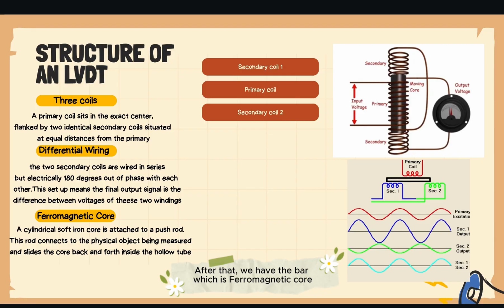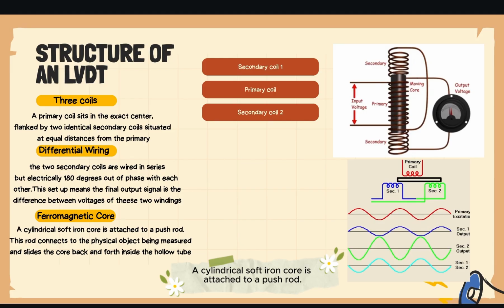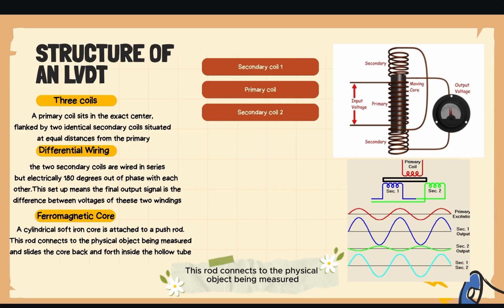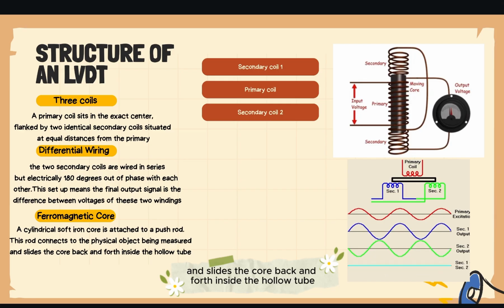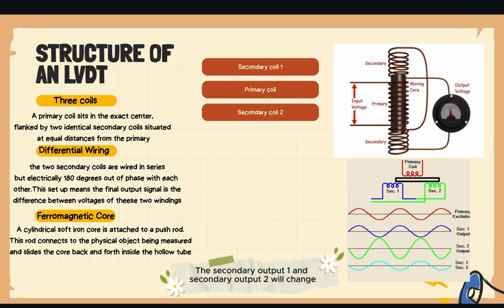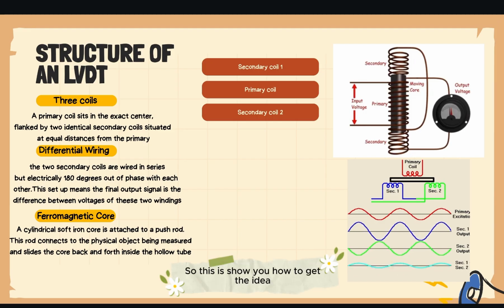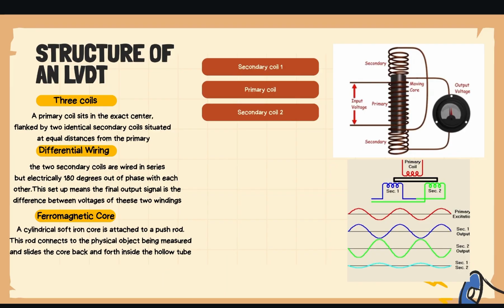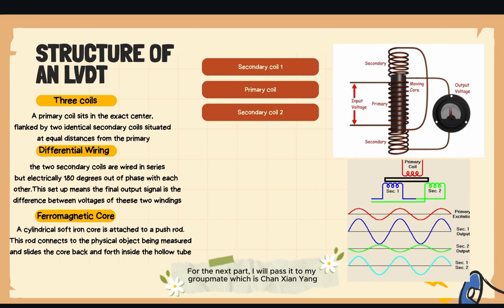After that, we have the bar, which is the ferromagnetic core. A cylindrical soft iron core is attached to a push rod. This rod connects to the physical object being measured and slides the core back and forth inside the hollow tube. So when we push the core back and forth, we can see the secondary output 1 and secondary output 2 will change. This shows you the idea of how the LVDT works. Okay, for the next part, I will pass it to my groupmate, Xian.